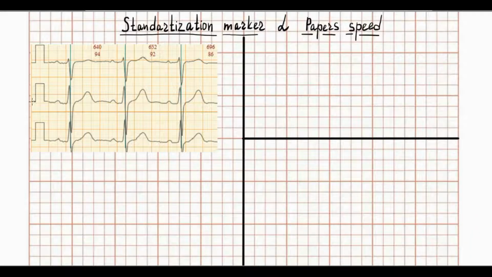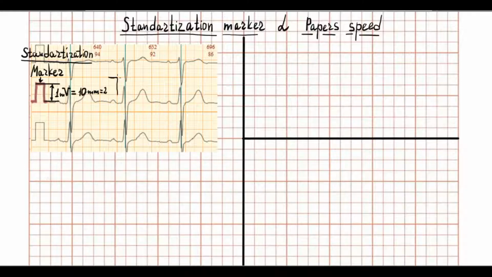Standardization marker and paper speed are necessary for proper estimation of every ECG wave. At the beginning of every lead, you can find a specific standardization marker of 1 mV. Usually 1 mV is 10 mm high. 10 mm is 2 large boxes or 10 small boxes. According to this, one small box is 0.1 mV.